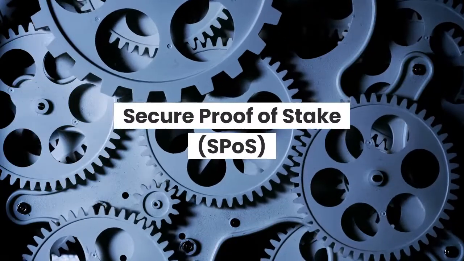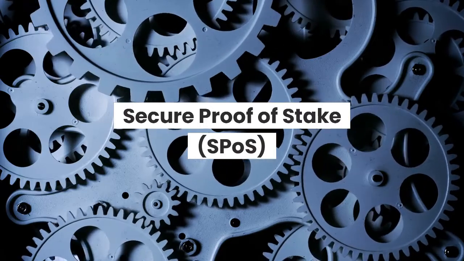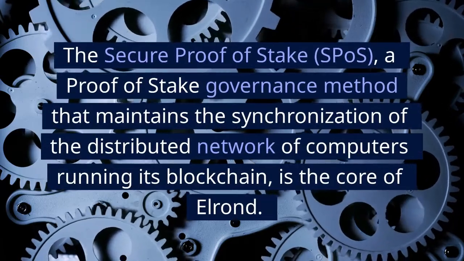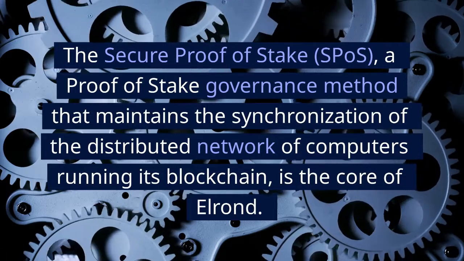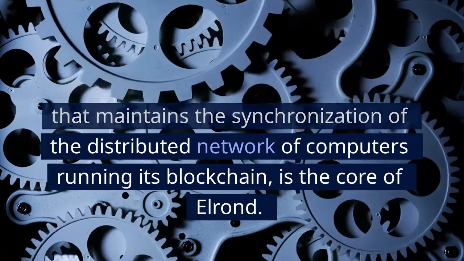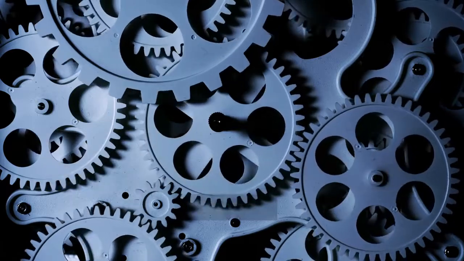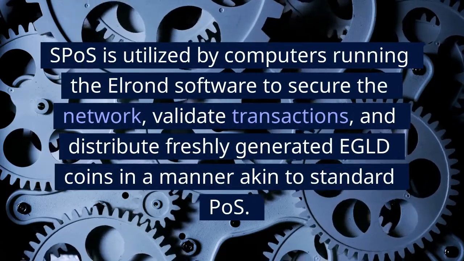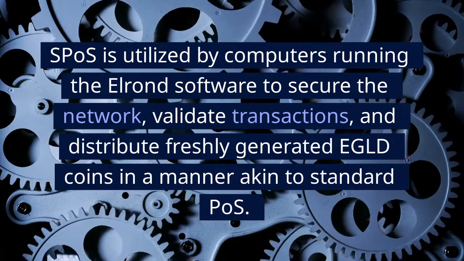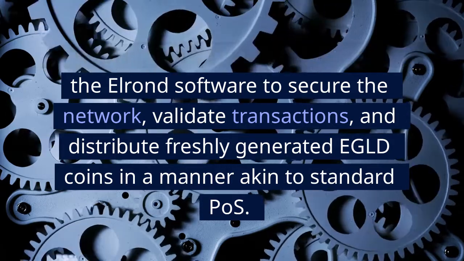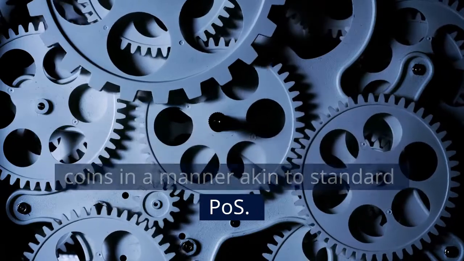Secure proof of stake, SPOS. The secure proof of stake, SPOS, a proof-of-stake governance method that maintains the synchronization of the distributed network of computers running its blockchain, is the core of Elrond. SPOS is utilized by computers running the Elrond software to secure the network, validate transactions, and distribute freshly generated EGLD coins in a manner akin to standard POS.